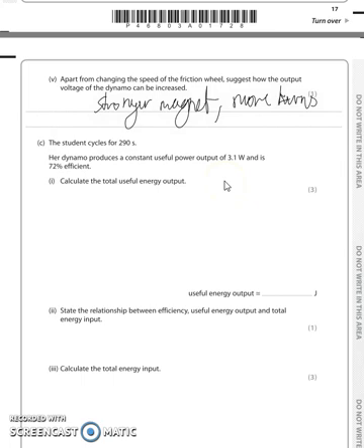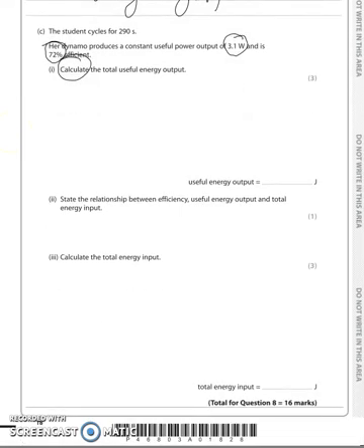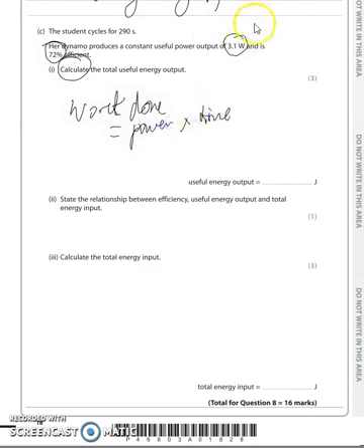The student cycles for 290 seconds. Her dynamo produces a constant useful output of 3.1 watts and is 72% efficient. Calculate the total useful energy output. So first of all, what's the equation for useful energy output? So energy equals work done, so work done equals power times time. Remember that a watt is joules per second. And if you're looking for an energy, you're looking for joules. So if I want joules to be by itself, this would be joules per second, I'd have to multiply it by seconds. And then those 2 would cancel out, and it would just leave me with joules.